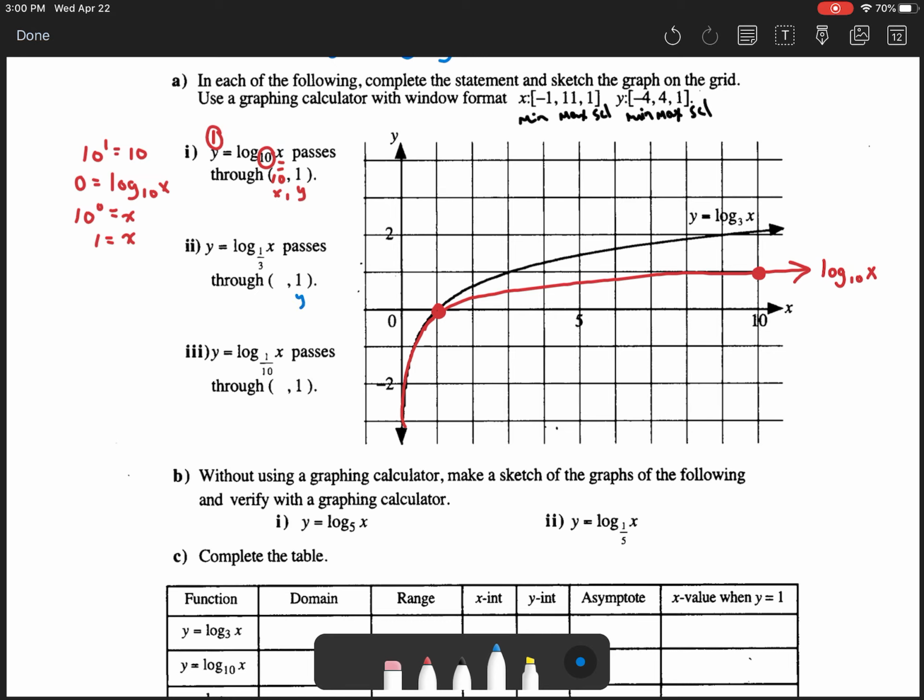Next question. They now want me to graph log base 1/3 of x. I use the same basic principles I did in the first one. Again, they want to know it passes through what, 1? Again, this is a y value.